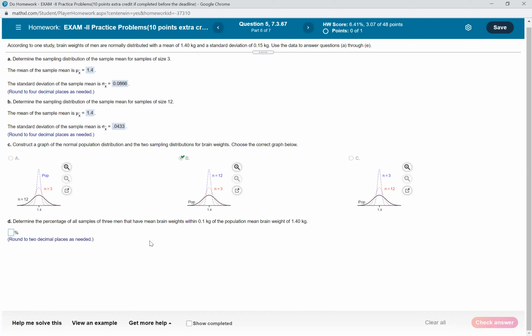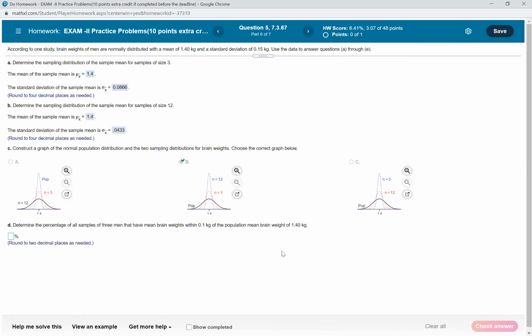Okay, so determine the percentage of all samples of 3 men that have mean brain weights within 0.1 kilogram of the population mean brain weight of 1.40. So here, determine the percentage of all samples. So here 1.40, and within 0.1 kilogram of the population mean. So that means 0.1, and this is 1.4 minus 0.1.